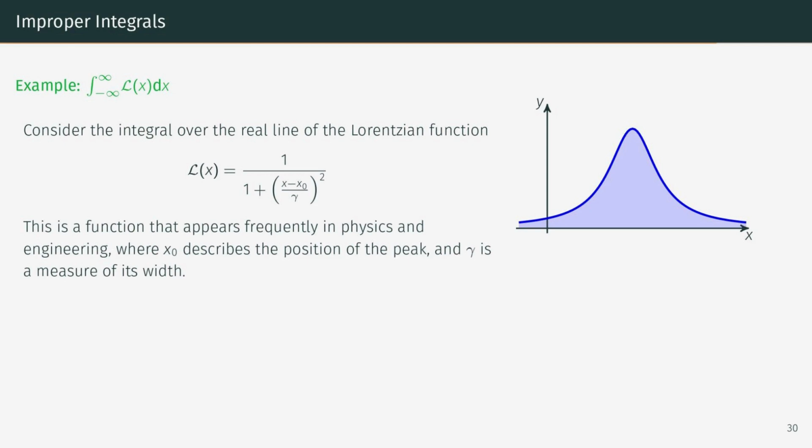We can consider an example using the Lorentzian function. Consider the integral over the real line of the Lorentzian function, which is given by L of x equals 1 divided by 1 plus (x minus x naught divided by gamma) all squared. This is a function that appears frequently in physics and engineering, where x naught describes the position of the peak and gamma is a measure of the width.